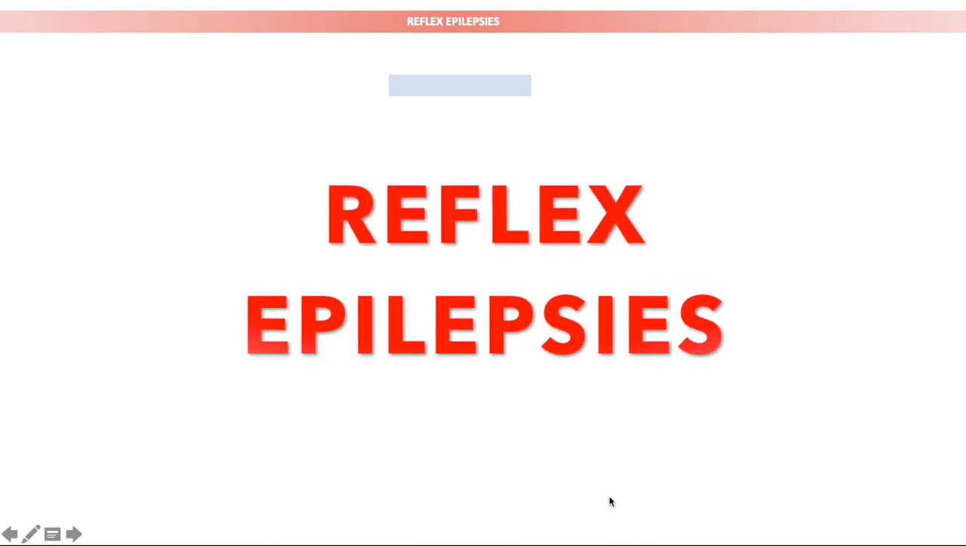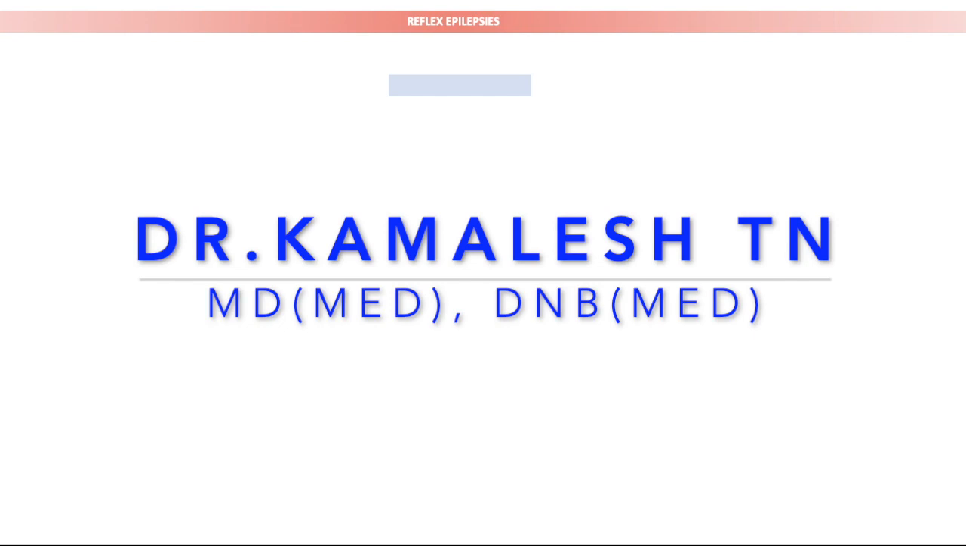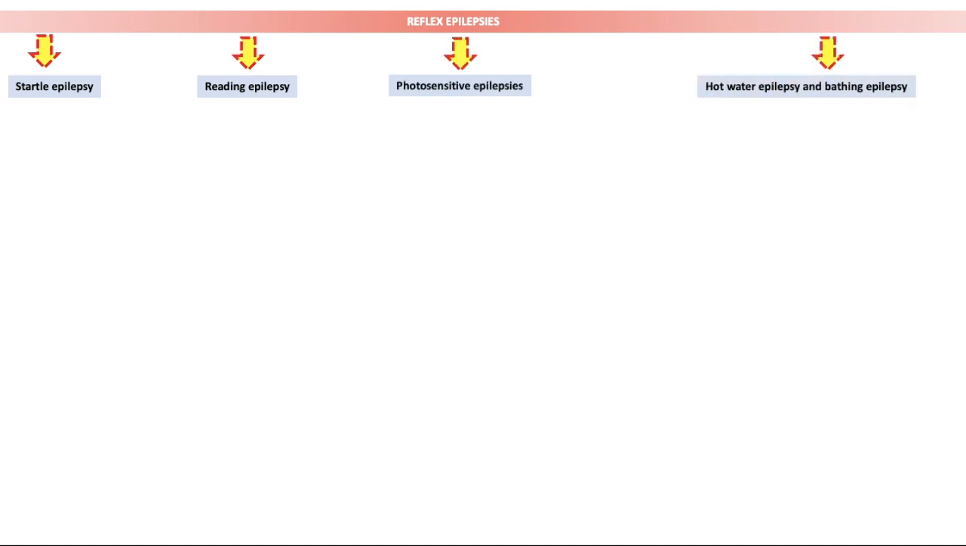Hello everyone. In this video, I am going to talk about reflex epilepsies. There are four different types of reflex epilepsies which are commonly seen. One is startle epilepsy, reading epilepsy, photosensitive epilepsies, and hot water epilepsy and bathing epilepsy. In this video, I am going to concentrate mainly on photosensitive epilepsies.